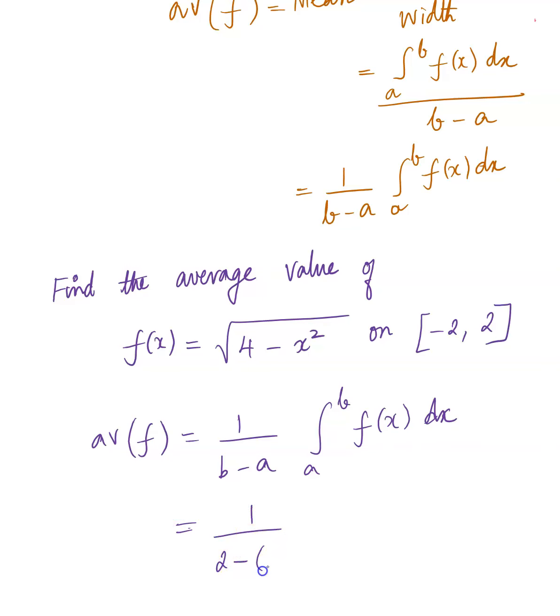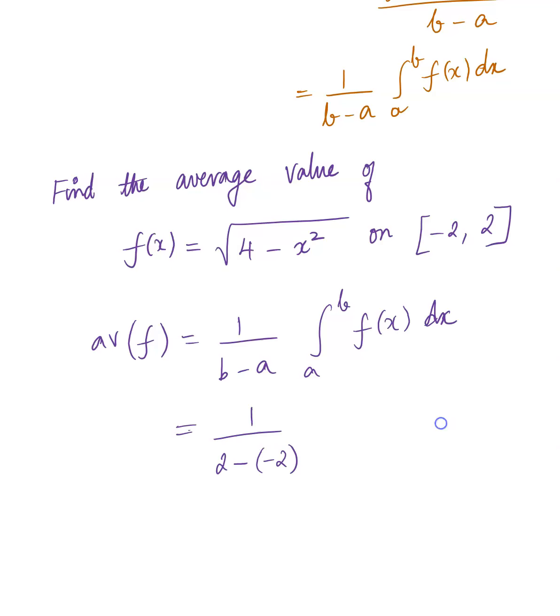2 minus negative 2. Be careful there. Otherwise, we have 2 minus 2, which would be 0 in the denominator, making it undefined. And a to b always goes from the smaller to the higher value, and it's clearly seen in the way you write your interval. That's the same way you will write your limits of integration. And f of x is the square root of 4 minus x squared.